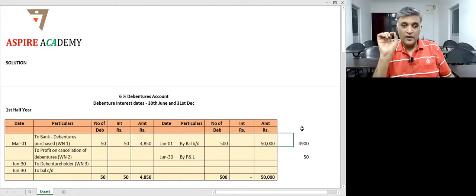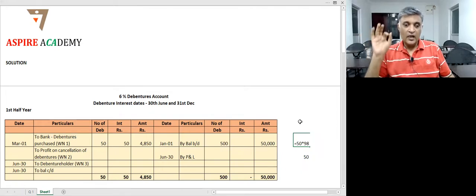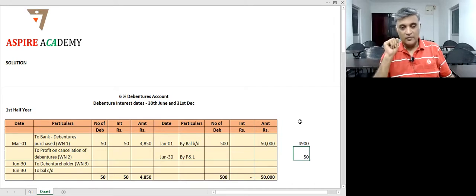So the total amount which I spend is 4,900. There is no second opinion on that. Look at this, 50 into 98. I am purchasing 50 debentures in the open market. I am paying 98 rupees, which is cum interest, including interest. So the total amount which I spend is 4,900. But what is the internal breakup? 50 rupees is towards interest and 4,850 towards the principal portion. How did I calculate 50? Because it is 2 months interest. 2 months interest has already accrued. The last date was 31st December when the interest was last paid. Now for January and February, the interest would have accrued. So we need to pay the interest on those debentures which are being purchased in the market. That is the first thing.